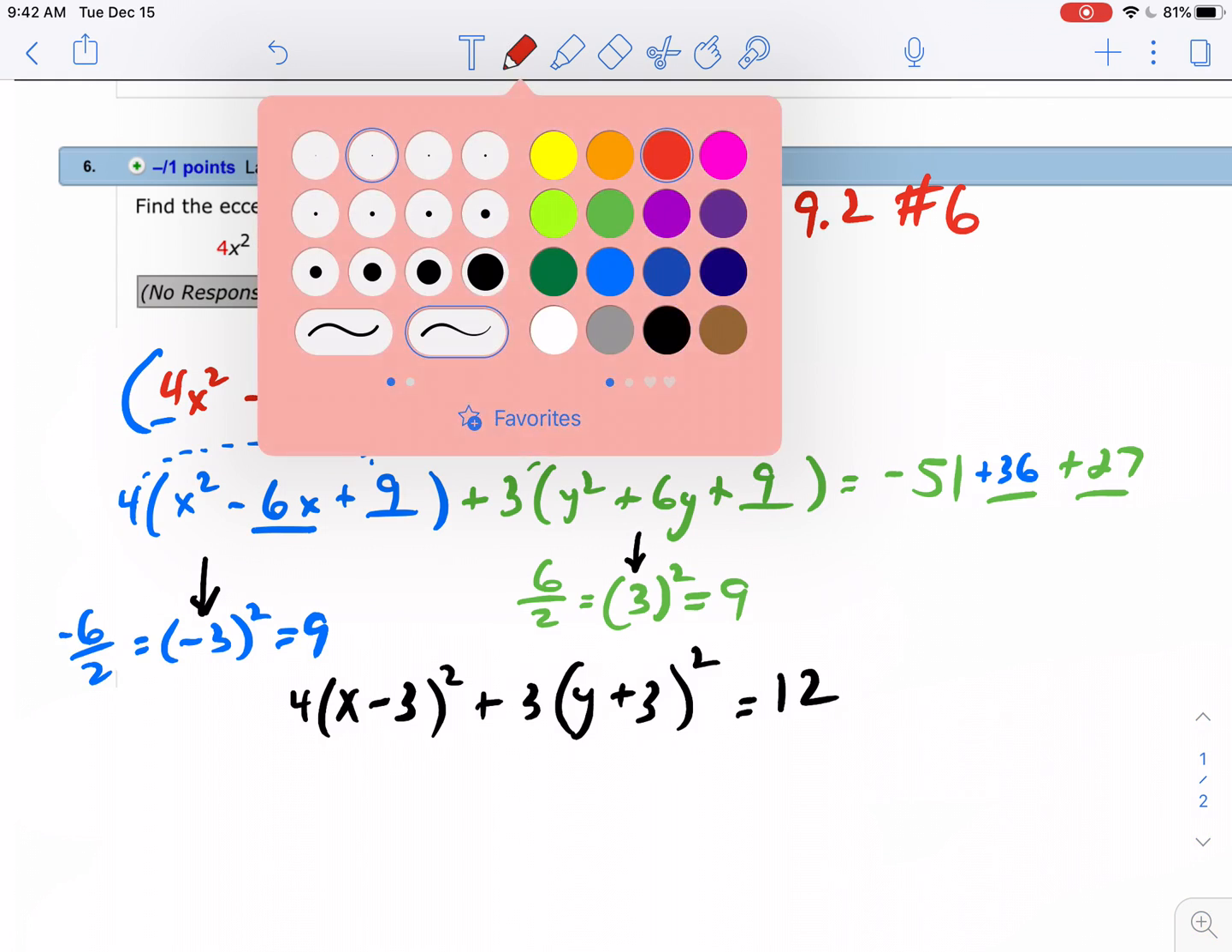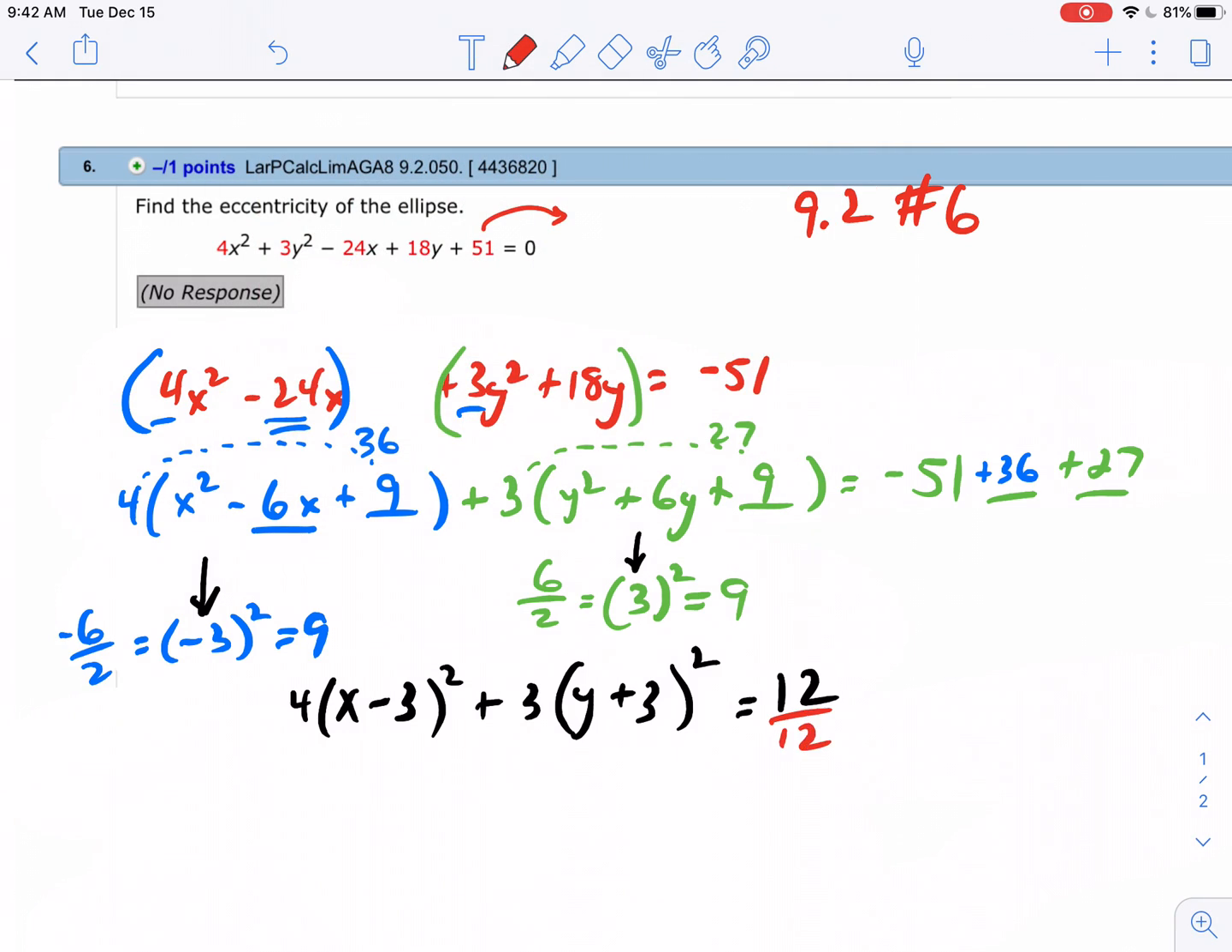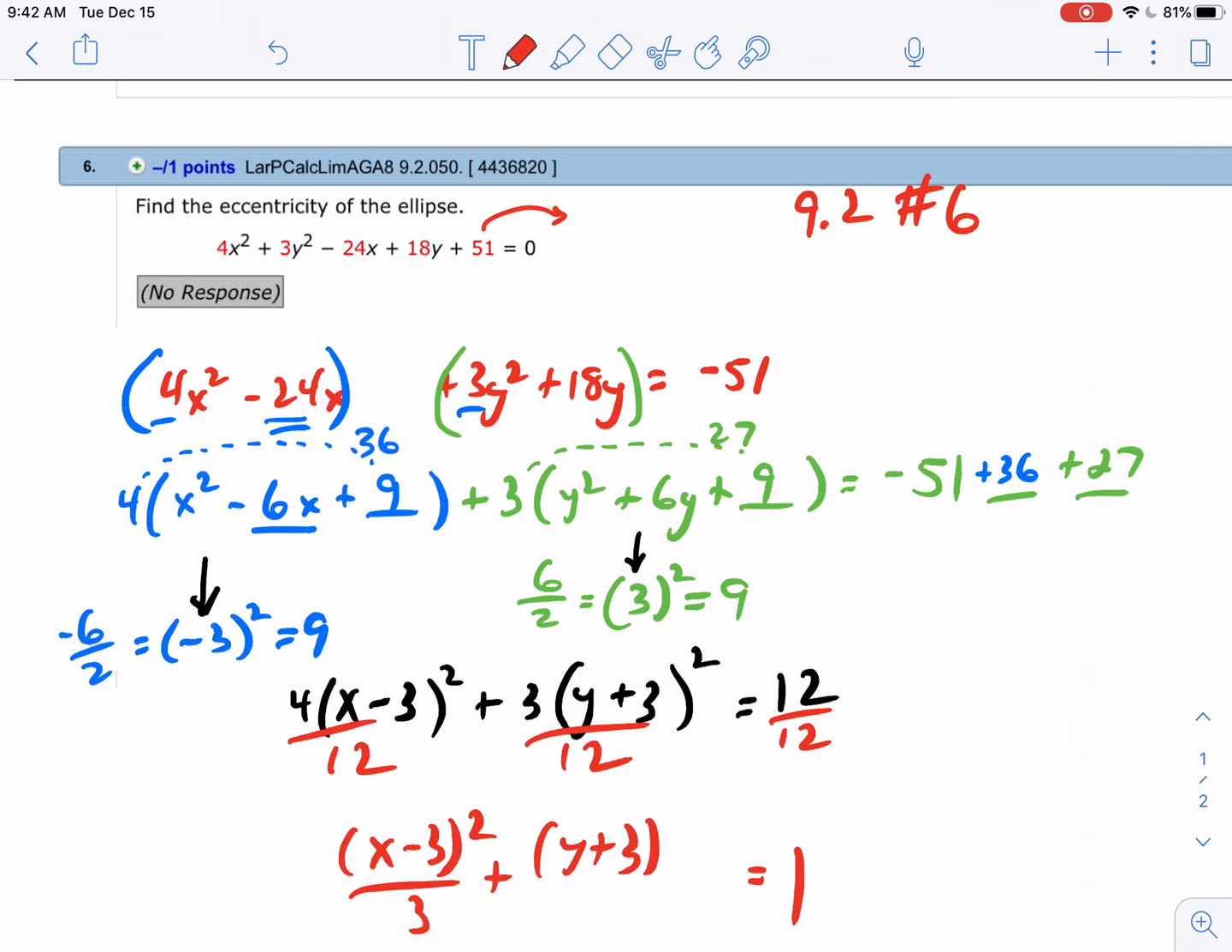And then the final step is make sure you divide by 12, because that's going to make sure that our ellipse is equal to 1. 4 over 12 is 1/3, so this is x minus 3 squared over 3 plus y plus 3 squared over 4 is equal to 1.